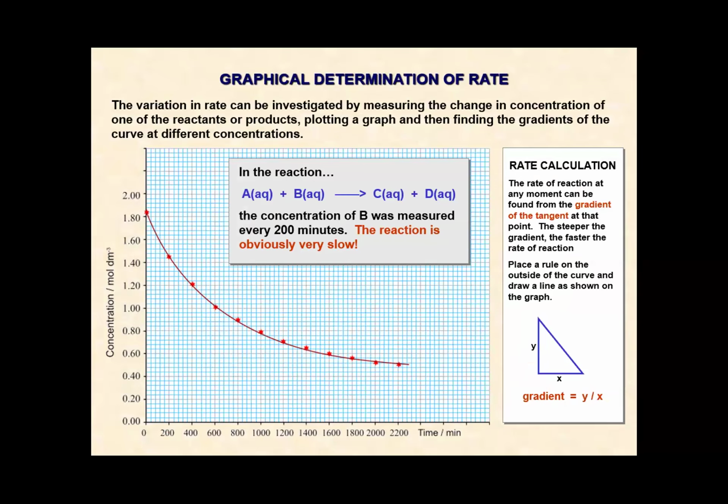Now, you can see, can you tell me that this rate has been determined by considering what? A reactant or product?